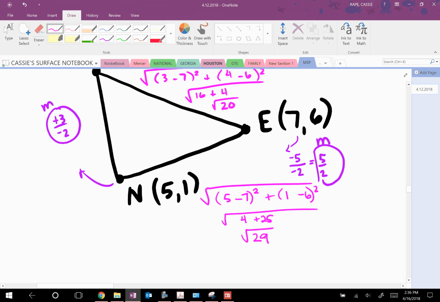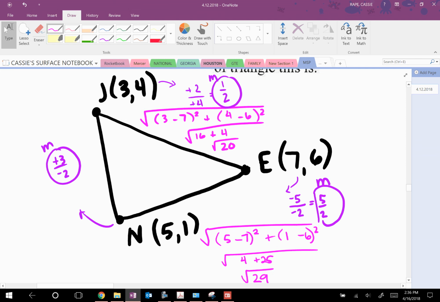Okay. Next, we're going to look at from N to J. So square root. How many licks does it take to get to the center of a Tootsie Roll Pop? Plug in your x's, so 5 and 3. Plug in your y's, 1 and 4. 5 minus 3 is 2. Quantity squared is 4. 1 minus 4 is -3. Quantity squared is 9. So that is the square root of 13.